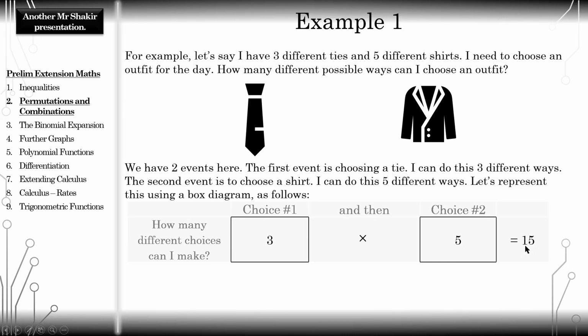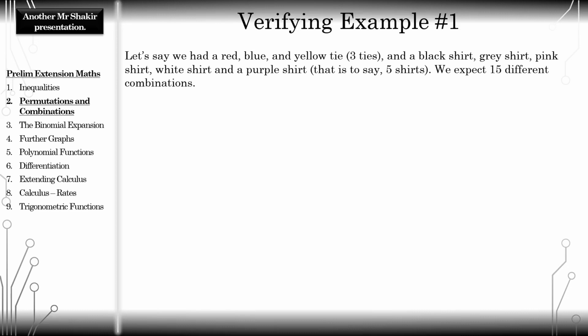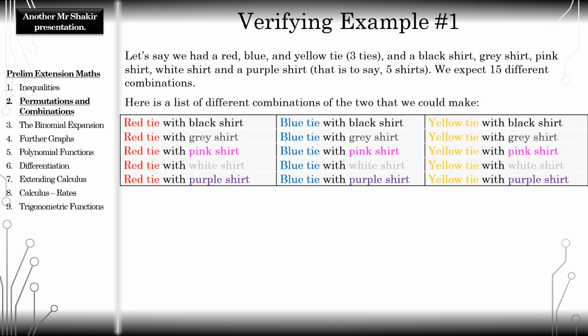Let's say for example you're starting off and maybe you're skeptical. Can you really make 15 different outfits if you had 3 different ties and 5 different shirts? Well, let's check. Let's say you had a red, blue, and yellow tie, so you have 3 ties. A black shirt, grey shirt, pink shirt, white shirt, and a purple shirt, 5 different shirts. So we're expecting 15 different combinations, and I've actually listed all of them out here for you. And you will be able to see that there are 15 unique outfits you can make.